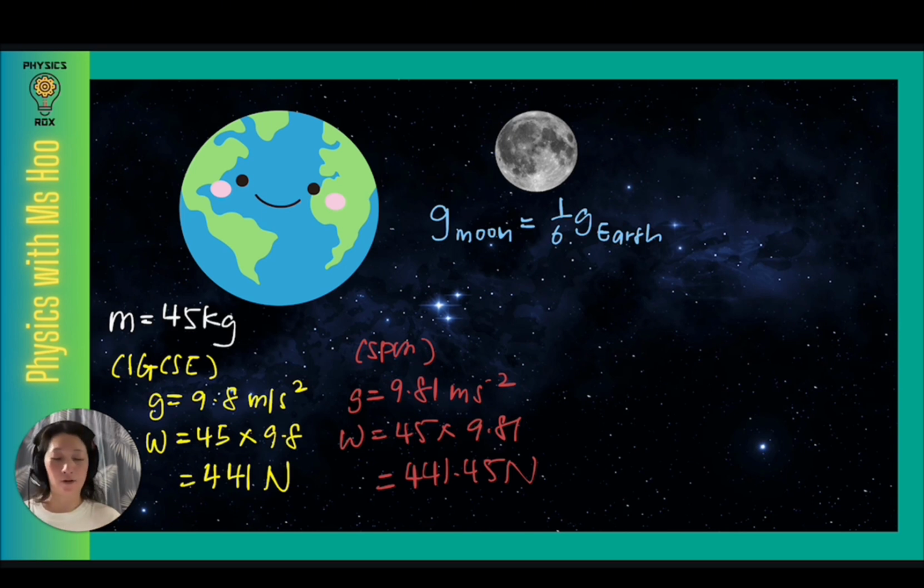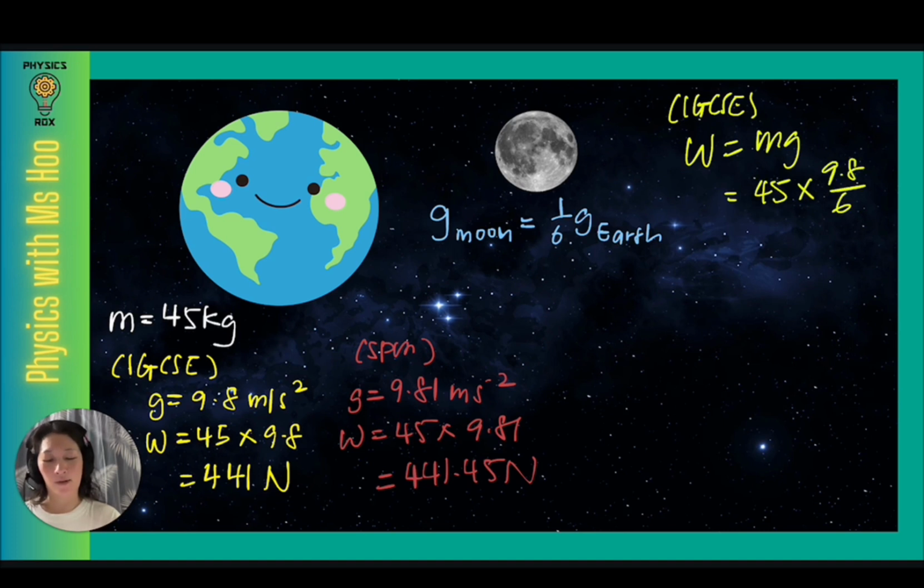But say we don't have the weight and we have to calculate this separately. So here's how you can do it. We know that W equals mg. So mass of course is 45 and the g value given in IGCSE is 9.8. So we're going to divide it by 6 and you would get 73.5 Newton. You can also do the same thing for SPM, where W equals mg.